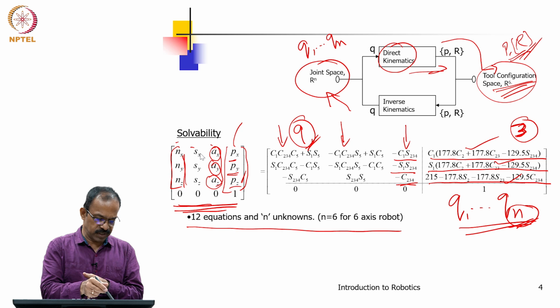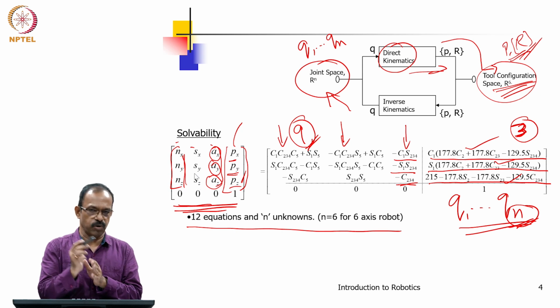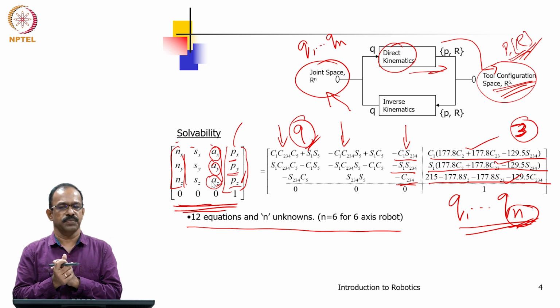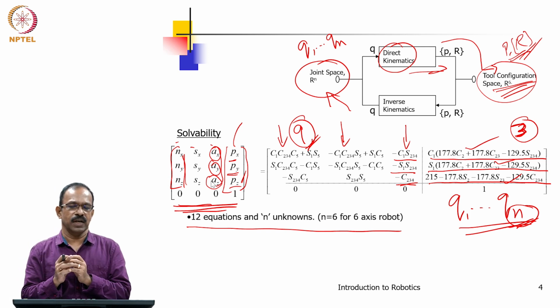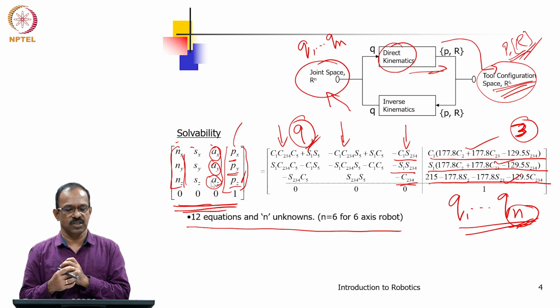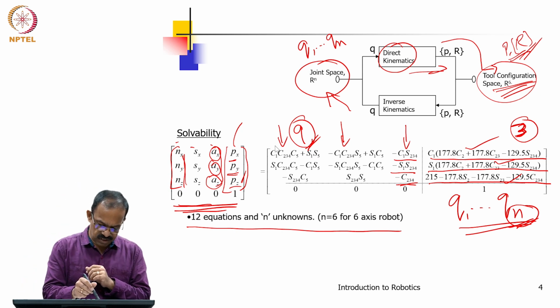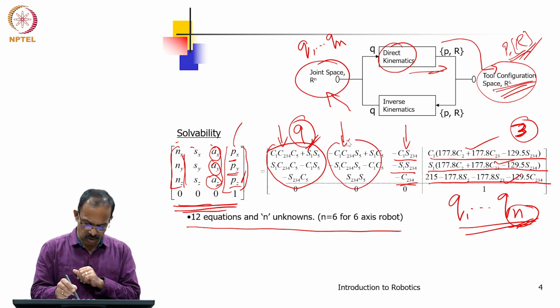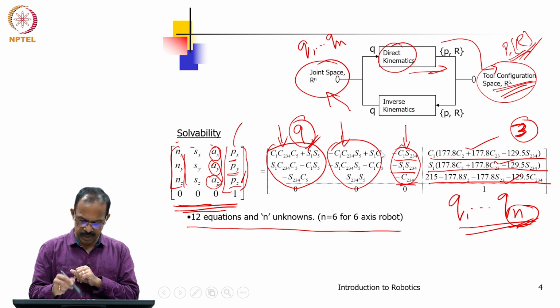Similarly, sx square plus sy square plus sz square is equal to 1, and ax square plus ay square plus az square is equal to 1. So, that is the unit vector, the 3 orthogonal directions. These 3 equations that you are seeing here are not really independent, and similarly these 3 equations are not independent, these 3 are not independent.